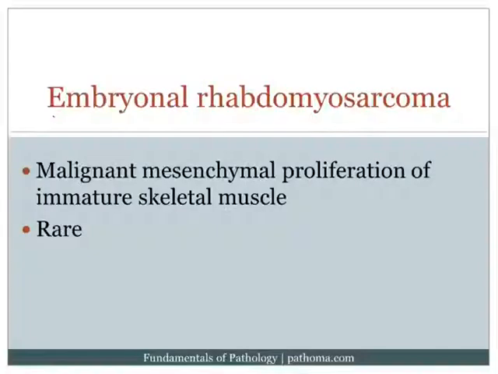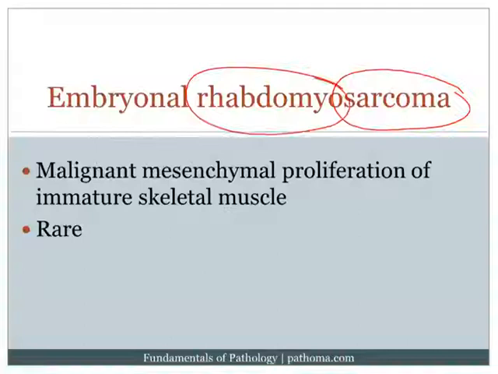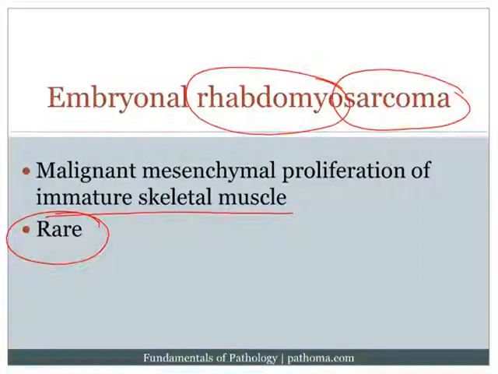The second disorder that we want to talk about is embryonal rhabdomyosarcoma. Sarcoma refers to a malignant mesenchymal proliferation, and rhabdomyo refers to a cell that has features of skeletal muscle. So this is a malignant proliferation of immature skeletal muscle. It's relatively rare. I highly doubt you'll ever see one in your practice. However, those things that are rare in practice are often common on exams, and so it's important to be aware of this disorder.